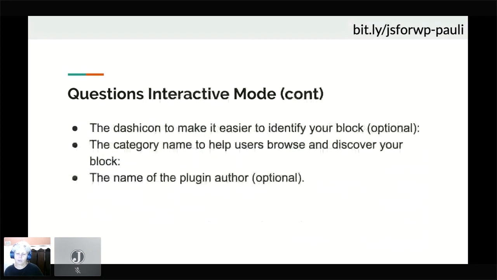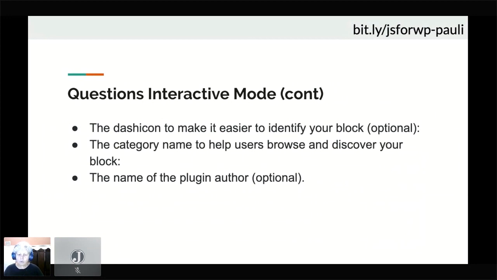Then, of course, it will ask you for the dash icon. It's optional. If you know the name of the dash icon, that will be your icon for the block. Use that. Otherwise, you can always change it later on. Then the category name, that's important if you want to be in common or formatting or layout section of the inserter. Also careful, those categories seem to be changing. I saw a GitHub issue flying by. I didn't read it closely, but they seem to be changing, being a little bit more descriptive.